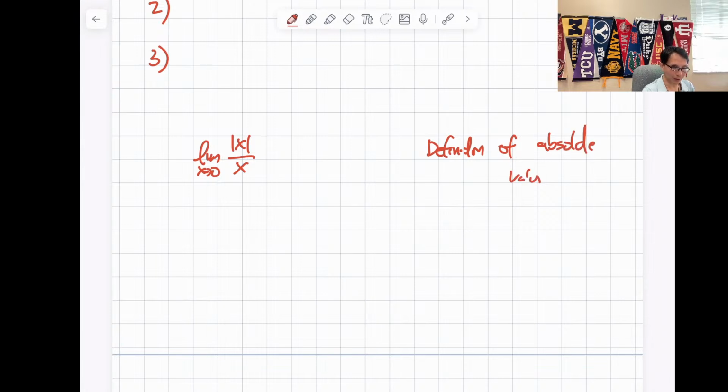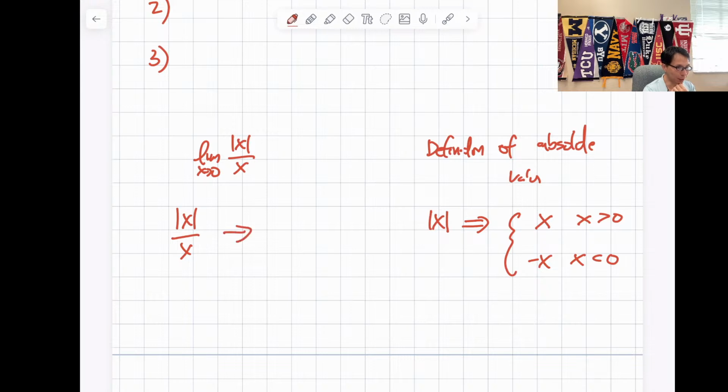The definition of absolute value basically says that if you have absolute value x, you can change it to a piecewise function. That piecewise function is going to be x when x is greater than 0 and negative x when x is less than 0. So in this case, absolute value x over x can be rewritten as a piecewise function: x over x when x is greater than 0 and negative x over x when x is less than 0.